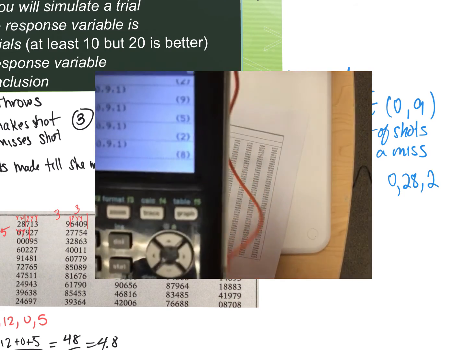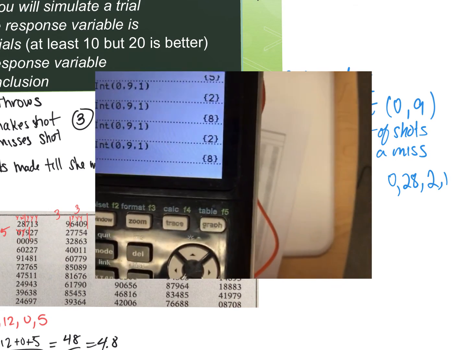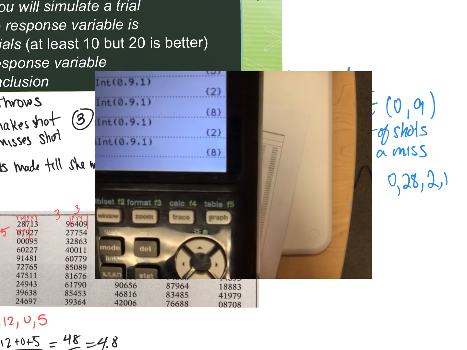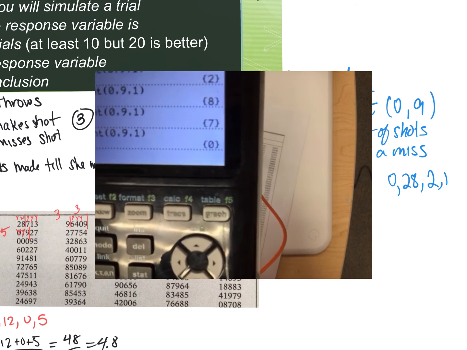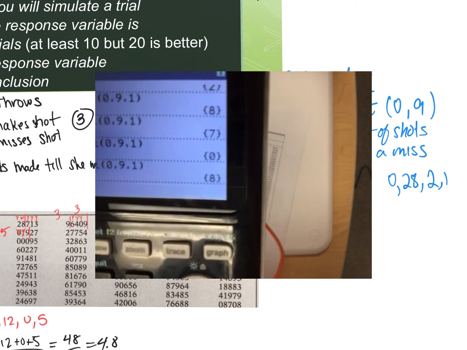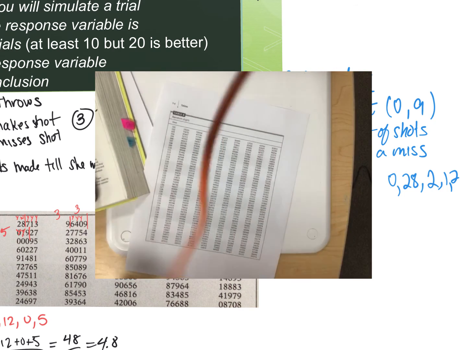Okay. Then you do it again. 1, 2, 1. She made 28 in a row. And now she can't make more than 2. 1, 2, 3, 2. Okay, and then you keep going until you have 10 trials recorded as well.